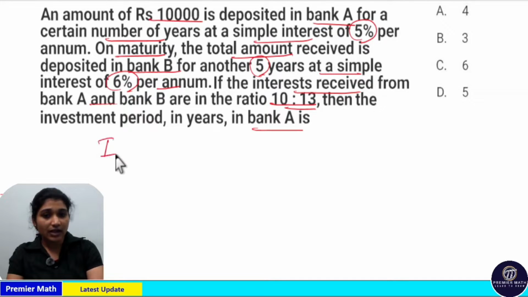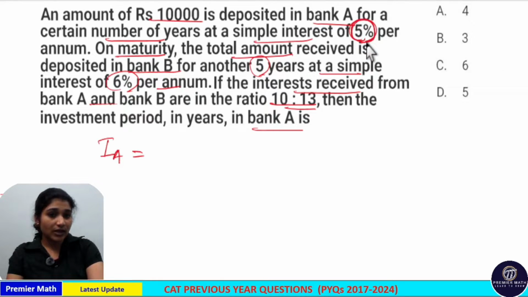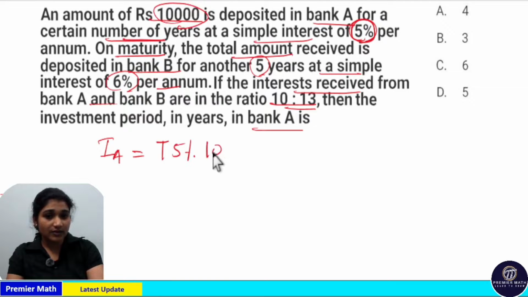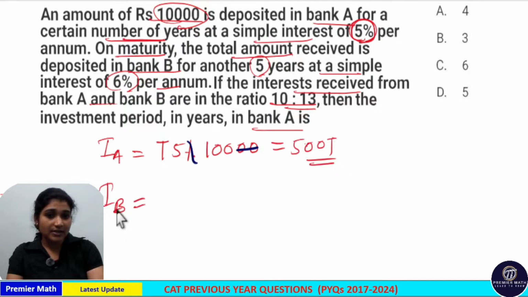Here, first find the interest received from bank A and bank B. In bank A, the rate is 5%, that is, for 1 year it is 5% of the investment. Then for T years it is T times 5% of the investment. Here the investment in bank A is 10,000. So 5T percentage of 10,000, the double zeros cancel, is 5T into 100, which is 500T.